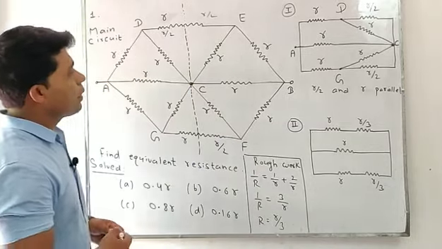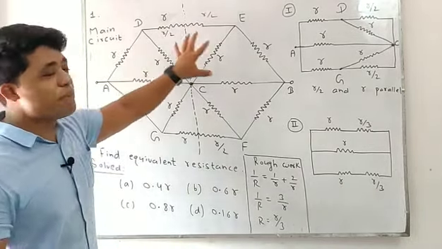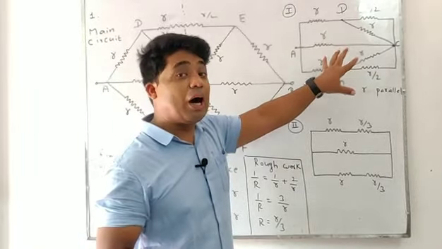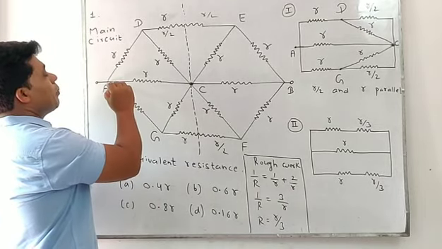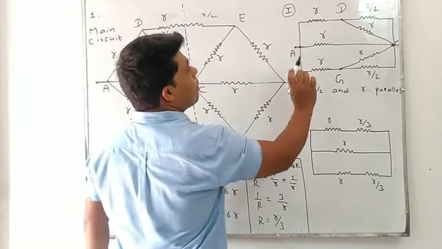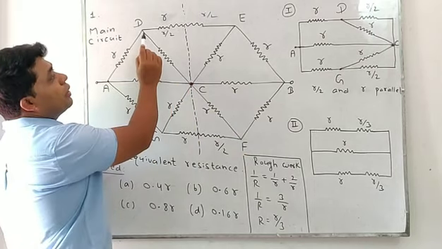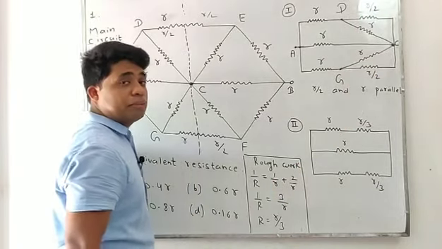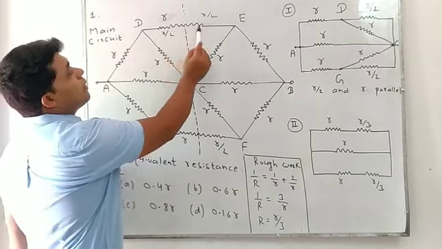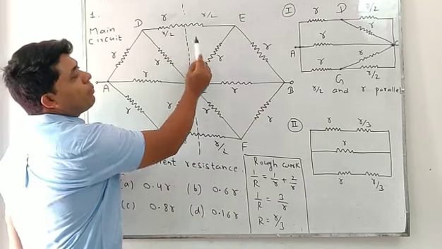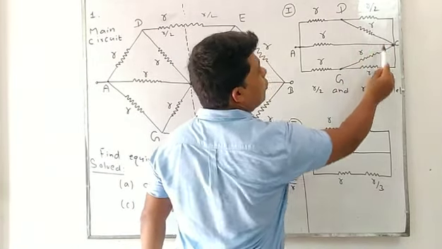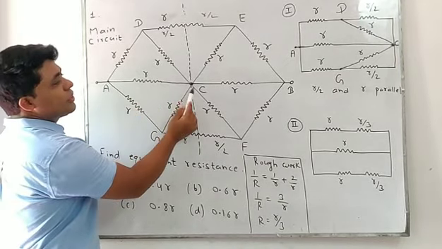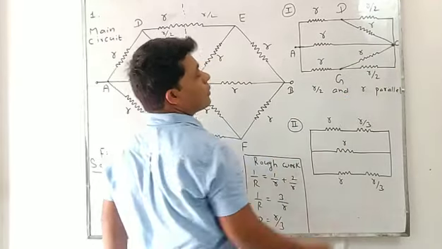Look at students, this is the first main circuit. I split the circuit in this way. How? Look, this is point A. Now students, D and C have R, D and C have R. Now this becomes R by 2, this becomes R by 2, so I have written here R by 2. Now this resistance is R, A and C, so A and C have R.